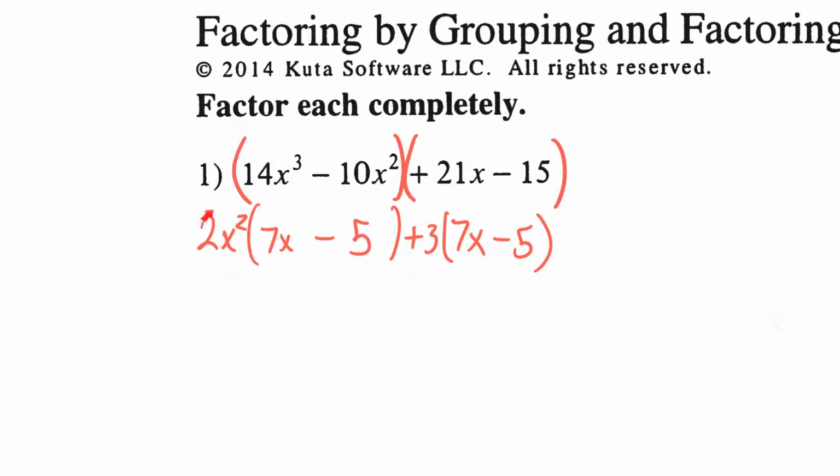So this first piece has a 7x minus 5. The second piece has a 7x minus 5, so I can factor that out, pull it out. So we have a 7x minus 5. And then what does that leave? 2x squared plus 3. Yep, see it. What I'm doing now is just looking at what's left. That right there, 2x squared plus 3.